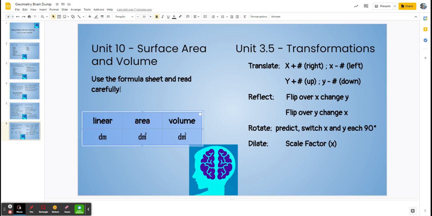So linear dimensions, that's just like dimension. Linear things have an exponent of 1. Area has an exponent of 2, and then volume has an exponent of 3. Next week, we're going to learn how we can convert units back and forth between these. If you go from linear to area, you square. If you go from linear to volume, you cube. If you go backwards from volume to linear, you take the cube root. And from area backwards, you take the square root.